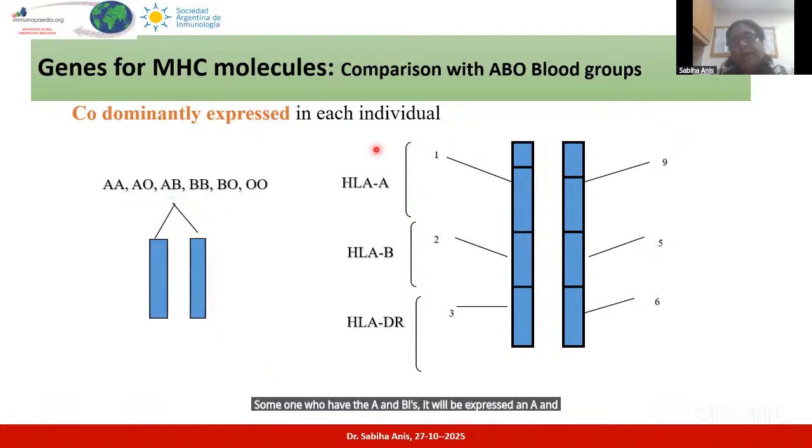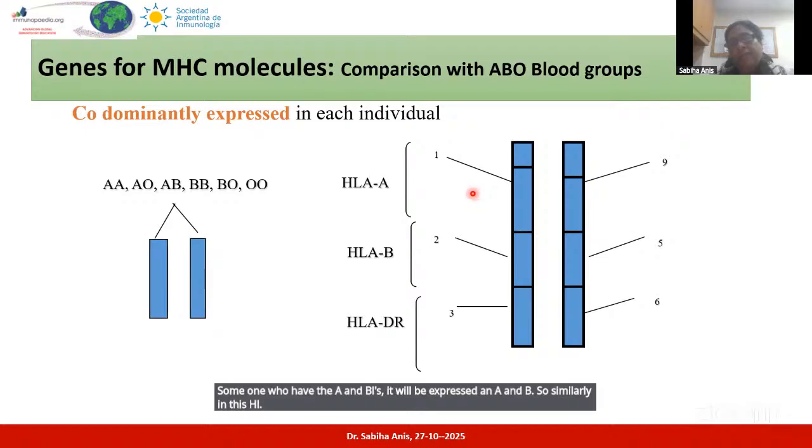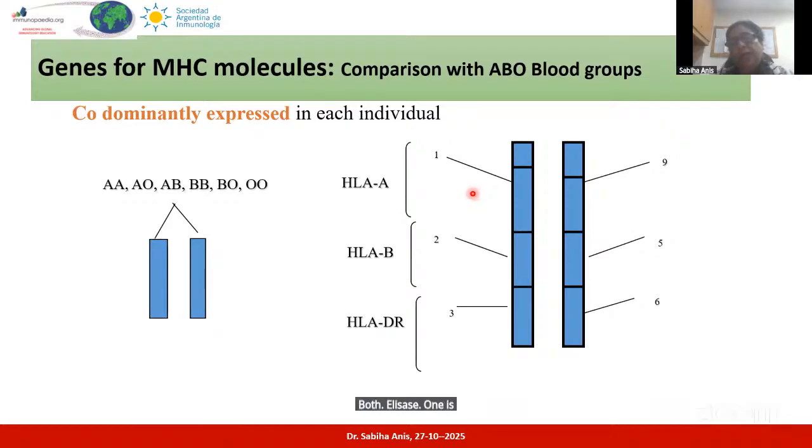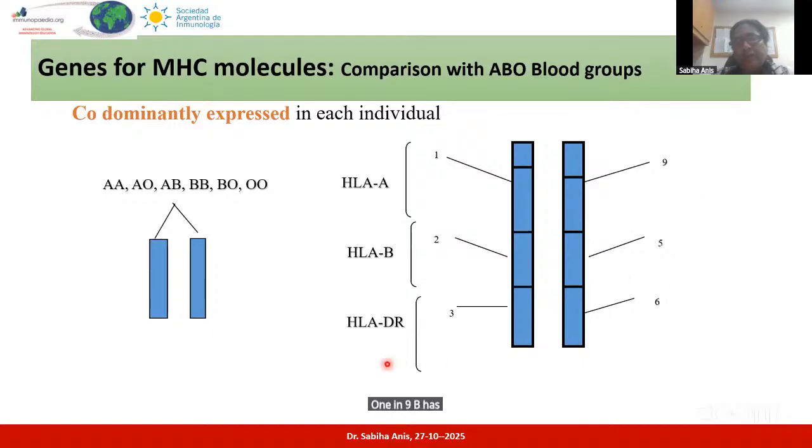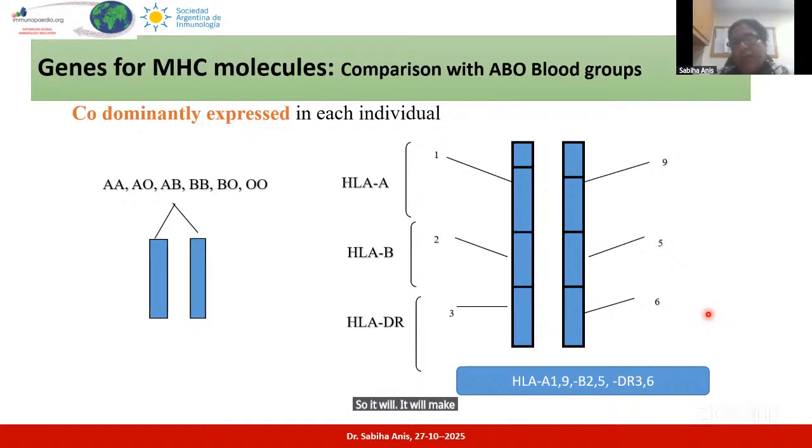So similarly, in these HLA molecules, we have both alleles. One is from the father and one is from the mother, and they are codominantly expressed. Both the alleles are going to be expressed on the cell surface. So in this diagram, you can see that A has 1 and 9, B has 2 and 5, and HLA-DR has 3 and 6. So it will make HLA-A1 9, B2 5, and DR 3 6. So this is actually called a haplotype.